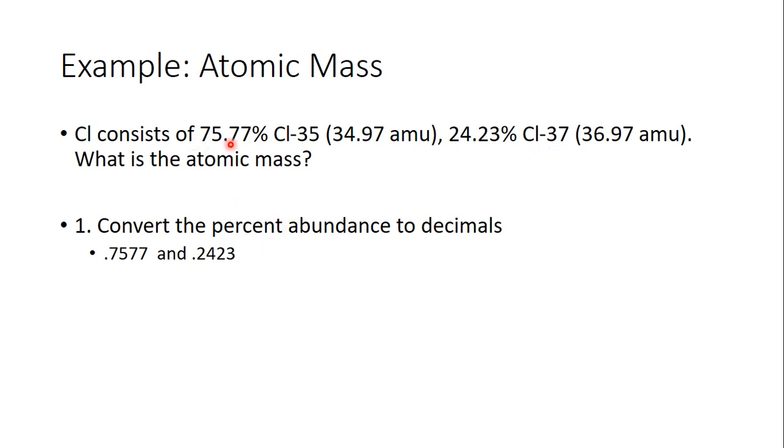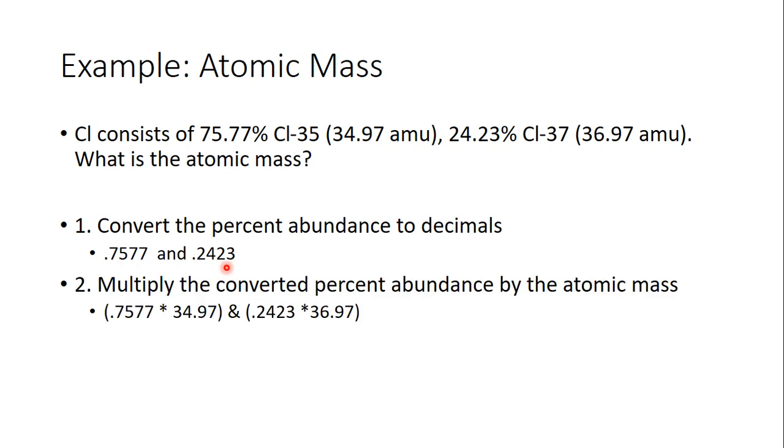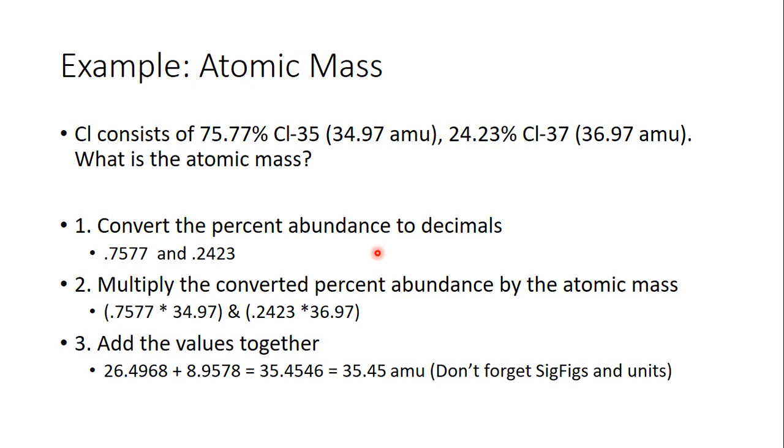First, we want to take our percentages and convert those to decimals. So we take each percentage and divide by 100 to get 0.7577 and 0.2423. Next, multiply our converted percentage abundance by the atomic mass that it goes with. So we take 0.7577 multiplied by 34.97 and 0.2423 multiplied by 36.97. Then we just add these values together.